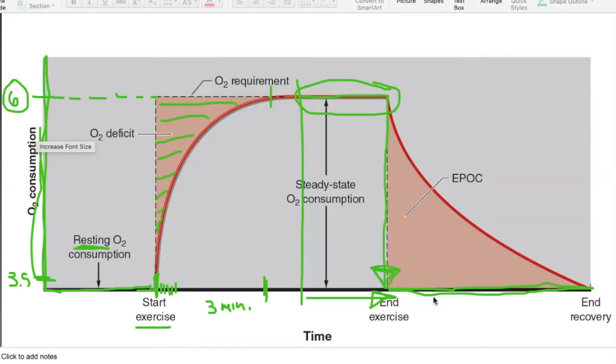So the amount of oxygen needed then is this amount, rest. But they're sucking wind, still pulling in oxygen, still breathing heavy. They're pulling more oxygen in than is needed for that bout of exercise, and that's because they're recovering. It's the post-exercise recovery, the EPOC.